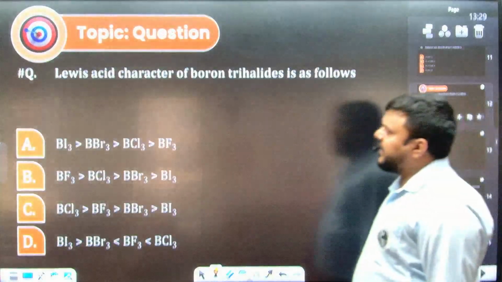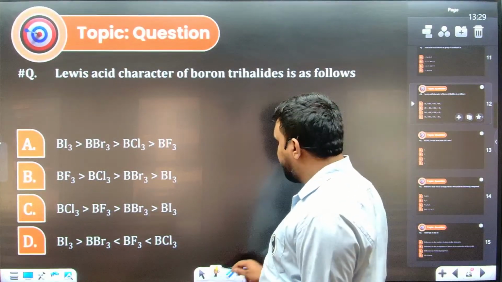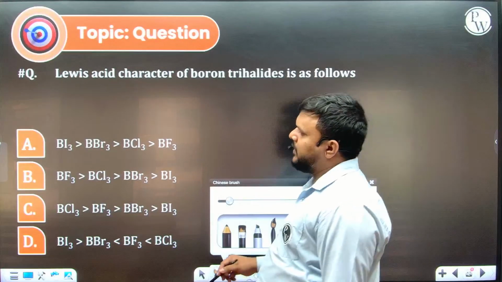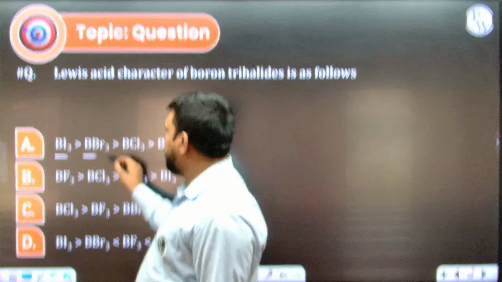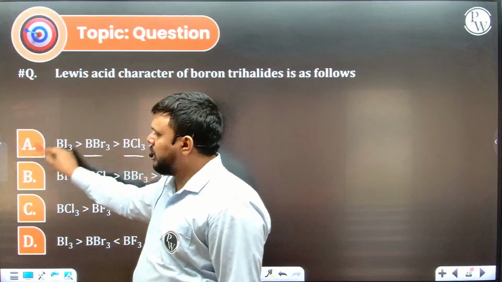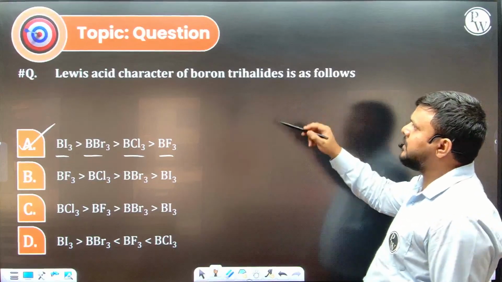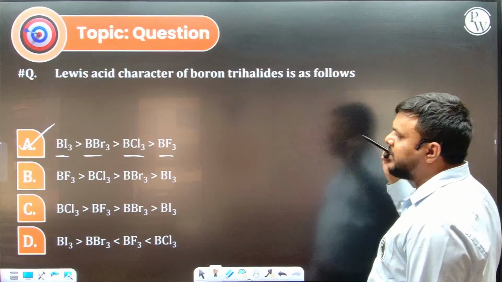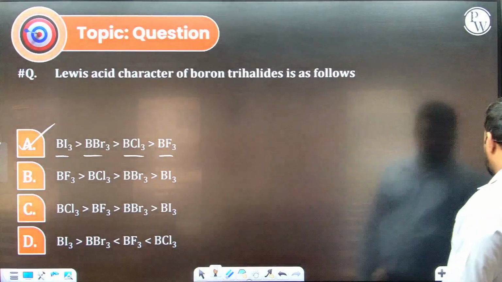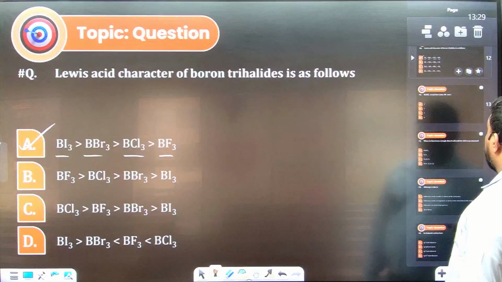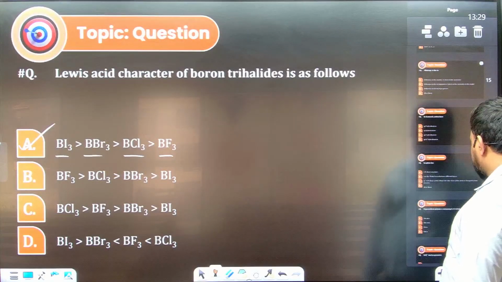So the Lewis acid character of boron trihalides is as follows. Now only we discussed that BI3 will have the highest, and then after that BBr3, BCl3 and BF3. So option A will be the answer over here, because already we discussed that Lewis acid character is inversely proportional to the back bonding tendency.